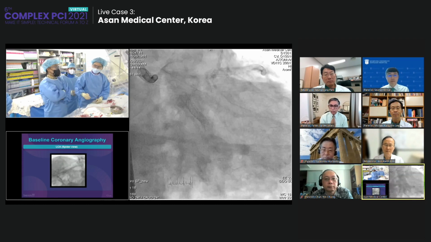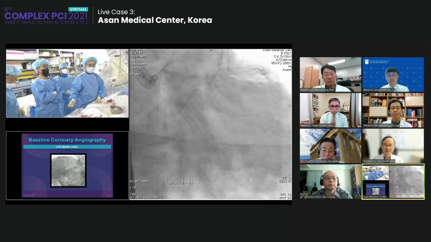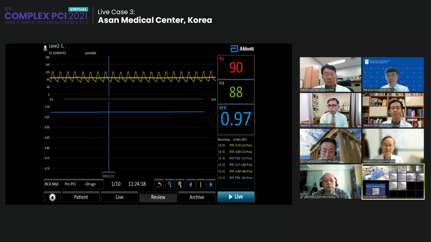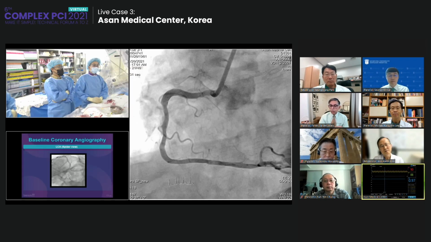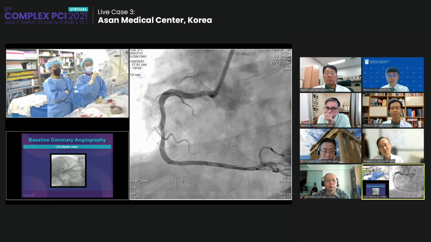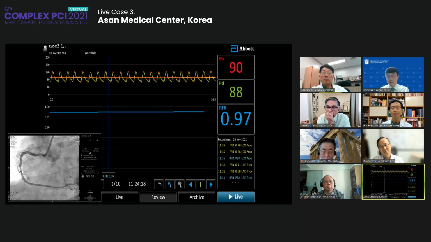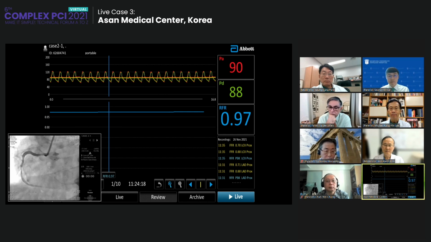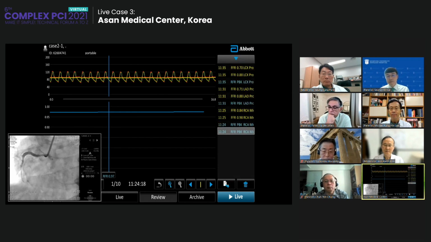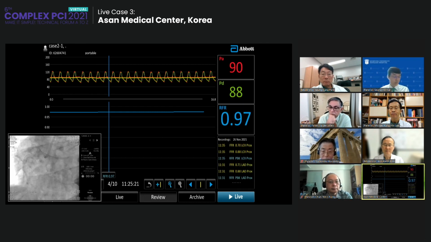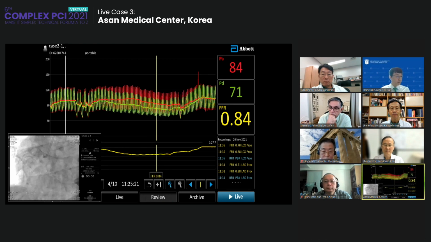Okay, Dr. Gang, can you explain the FFR value? Let's look at the FFR. First, at the RCA, we checked with the FFR and RFR. Can you please show the image of the FFR? This is the Abbott machine, so we also use the RFR, the resting full-cycle ratio. The resting value was 0.97, and after adenosine injection, the FFR value was 0.85. There were also some minimal step-ups and a major step-up at the proximal. But FFR and resting ratio were negative, so we decided to defer the RCA.